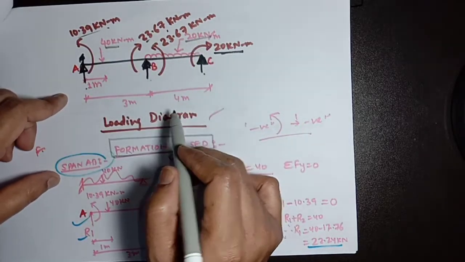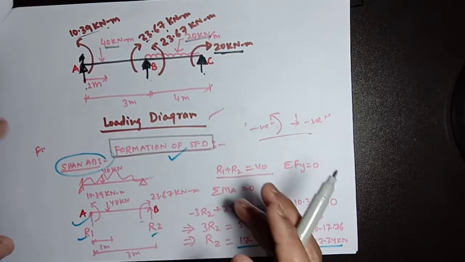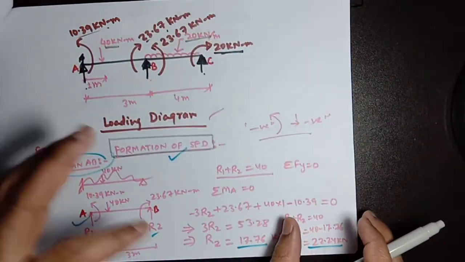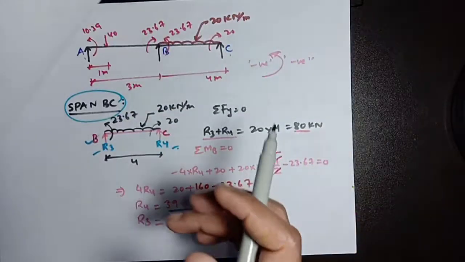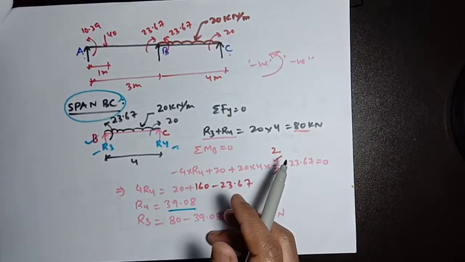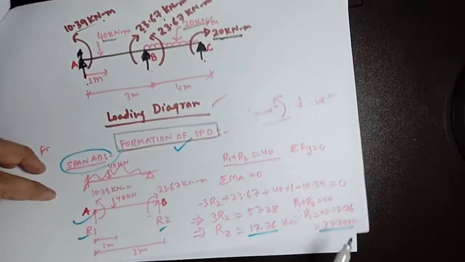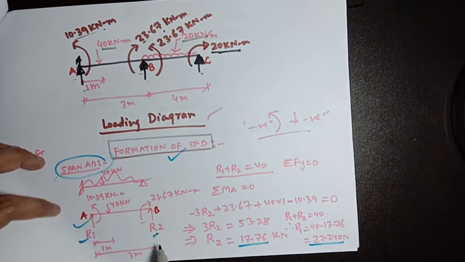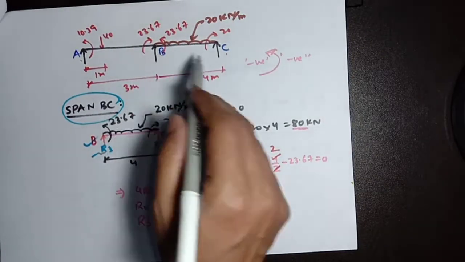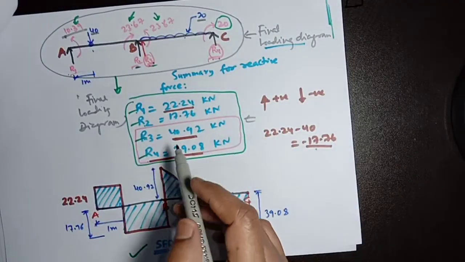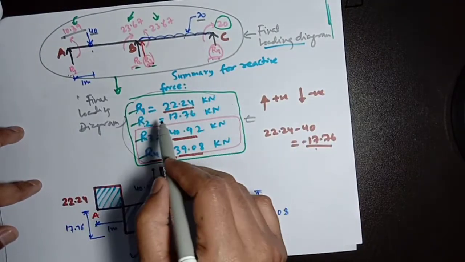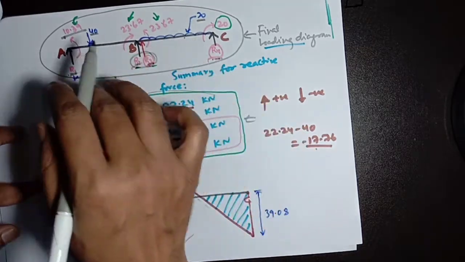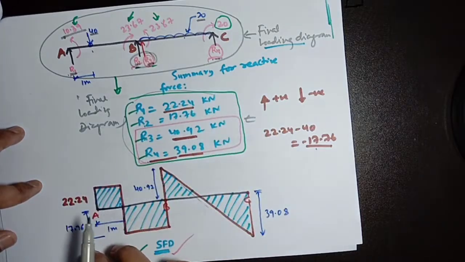I have calculated the shear force diagram by separating AB and BC into two separate beams, and I found the reactions R1, R2, R3, and R4. I have calculated for span AB, taking reactions R1 and R2. Then I have taken R3 and R4 for span BC, and I have summarized all the reactions: R2 and R3 are here, and there are R1 and R4. These are the reactive forces, and through the reactive forces I have drawn the SFD.